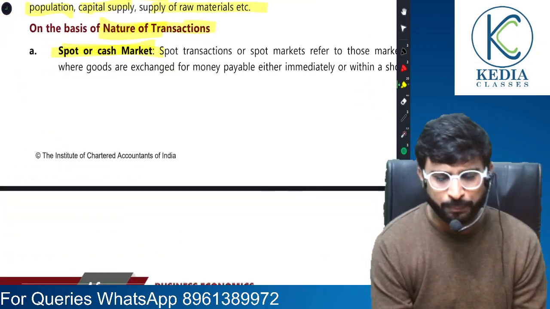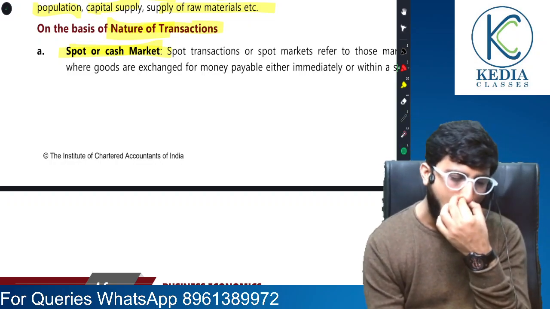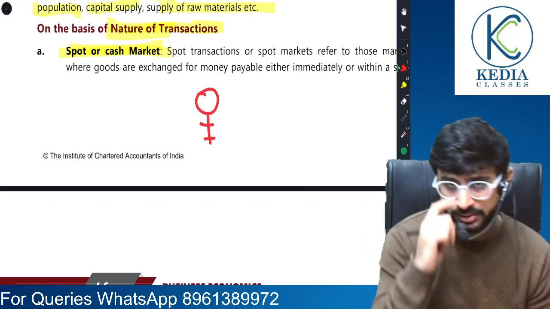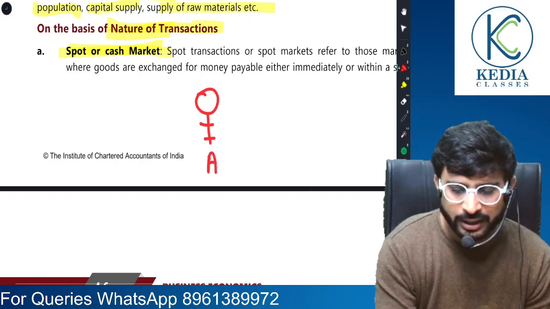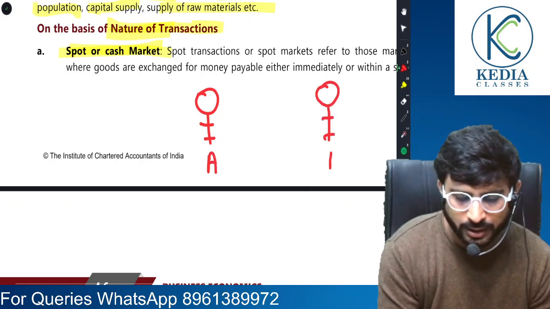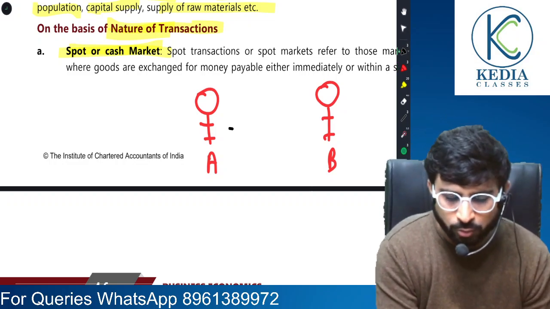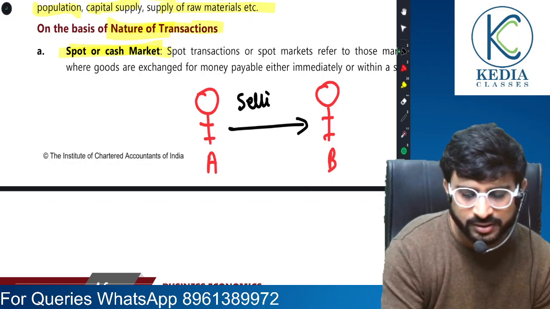Would you like an example? Okay, sir. Go ahead with an example. Let's say there is a person A and there is another person B. Now, A is selling some goods.